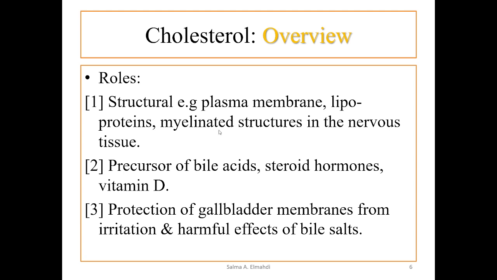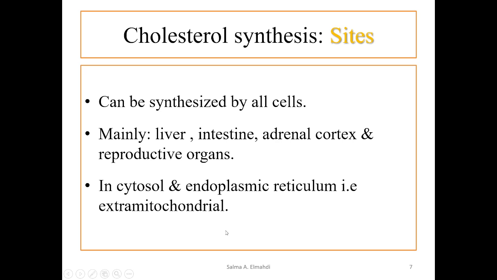Main roles of cholesterol include a structural role, for example, as part of a plasma membrane, as part of lipoproteins, or as part of the myelinated structures around neurons. Cholesterol also is a precursor of bile acids, steroid hormones, and vitamin D. Today we are going to discuss how the body uses cholesterol as a precursor for synthesis of bile acids. Cholesterol also protects the gallbladder membrane from irritation and the harmful effects of bile acids.